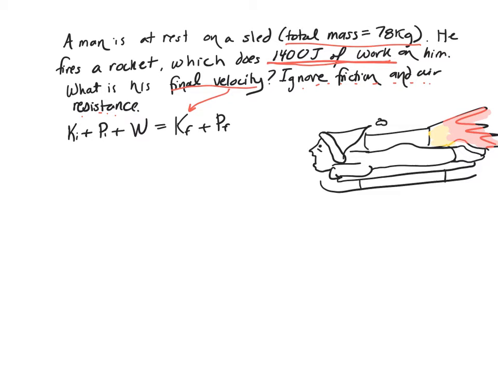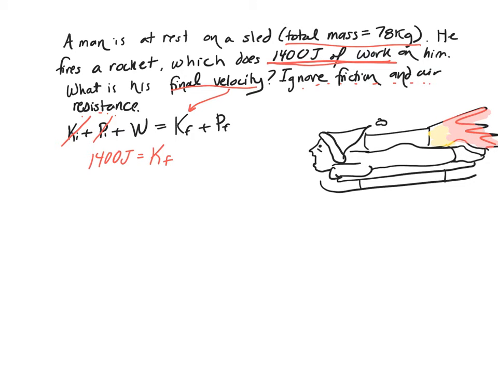So Ki, he's originally at rest, gone. The initial potential, he's on level ground, it says in the problem, it's gone. And the work is 1,400 joules, so we get 1,400 joules equals his final kinetic energy, that's what we want to find, plus potential final, which is still zero because he's still on level ground. Wow, that was easy. The kinetic final is just 1,400 joules.